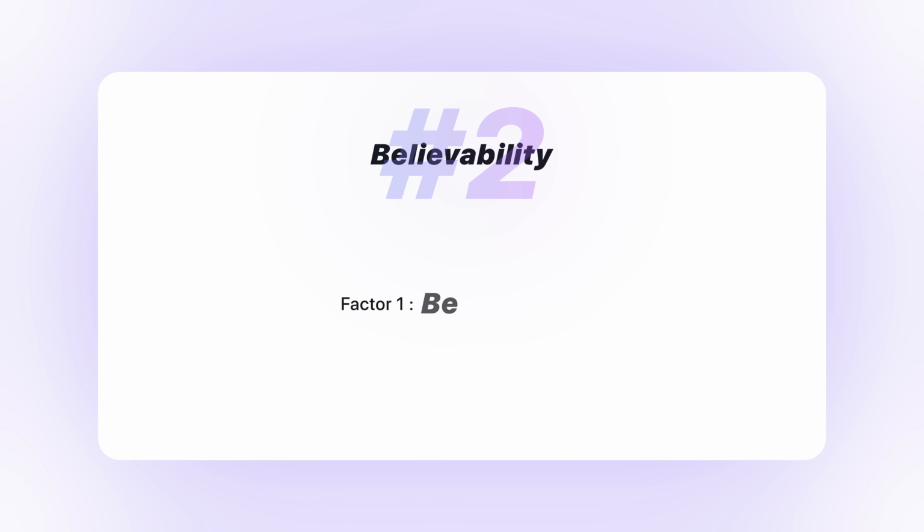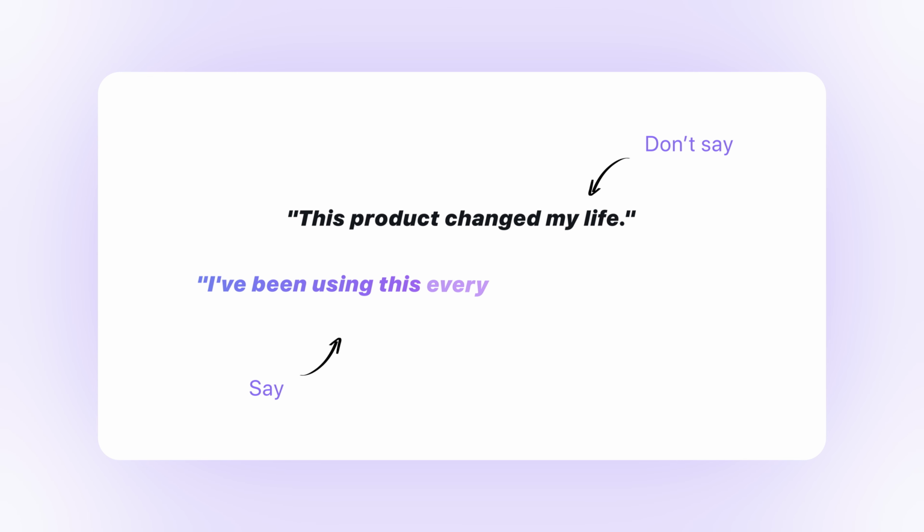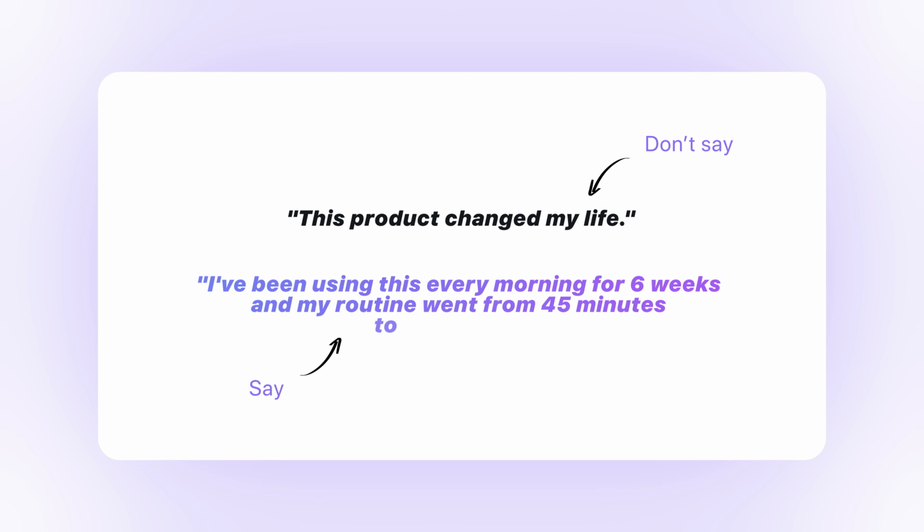Factor 1, be specific. Vague claims sound fake, and specific details sound real. Don't say, this product changed my life. Say, I've been using this every morning for 6 weeks, and my routine went from 45 minutes to 20 minutes. The specificity makes it believable, because it sounds like something that actually happened to a real person. Perfect presentation feels fake.